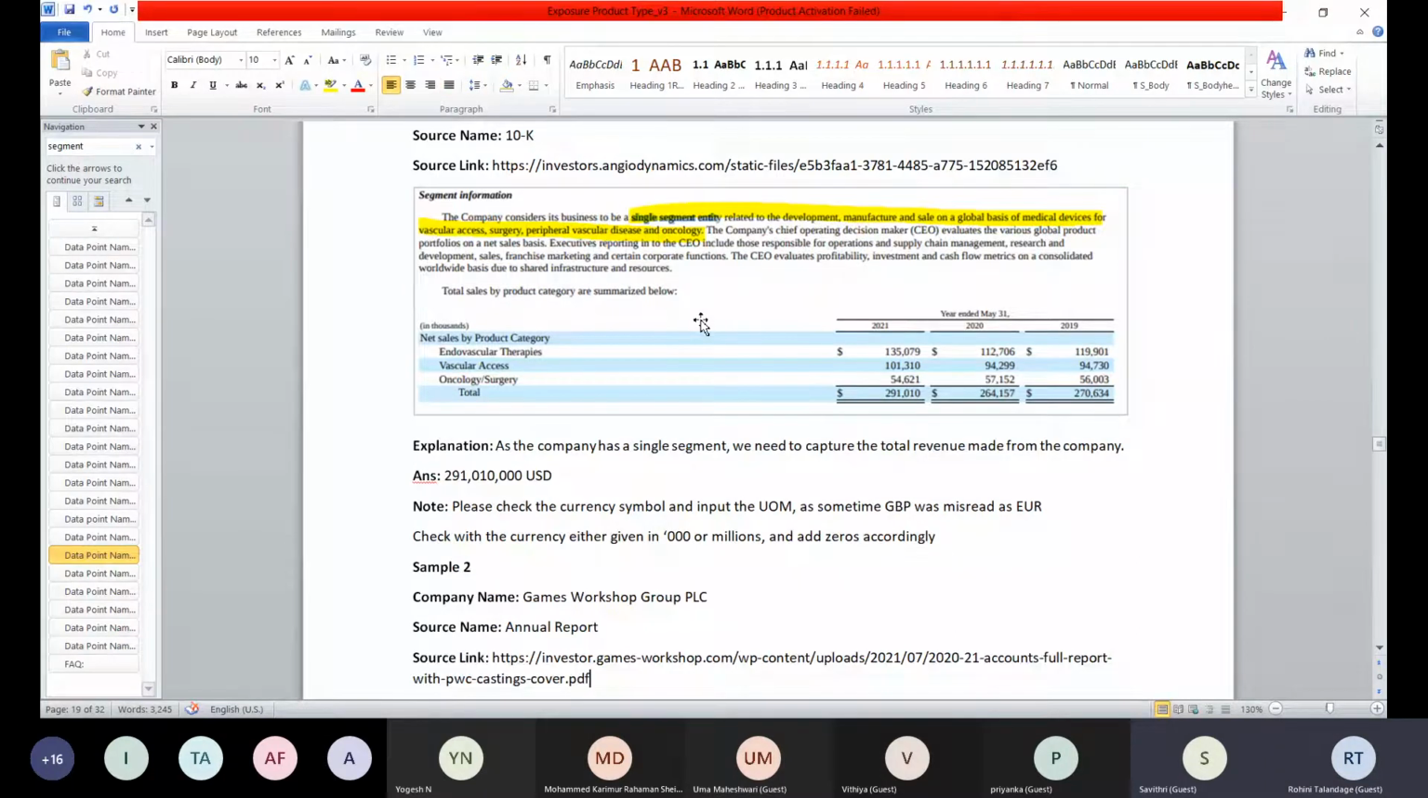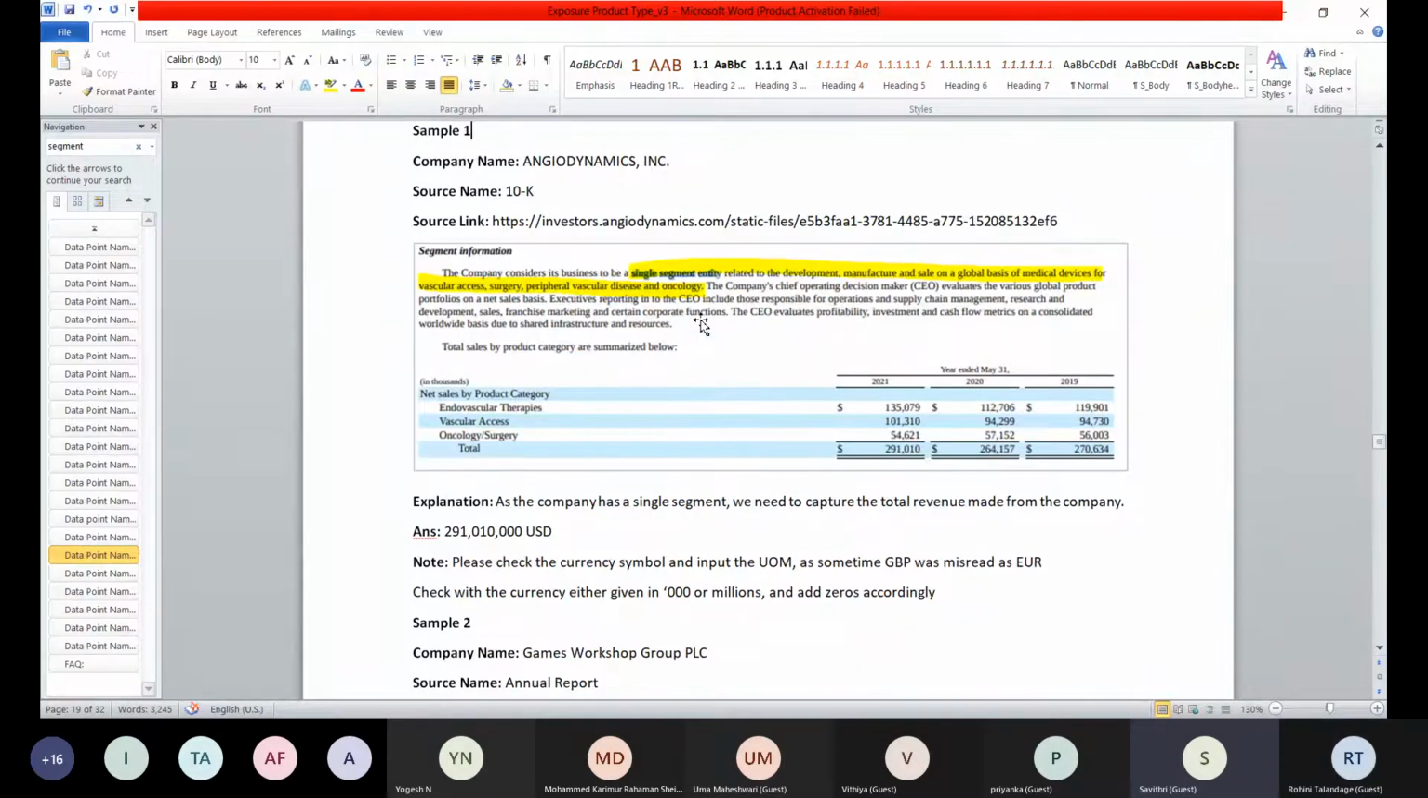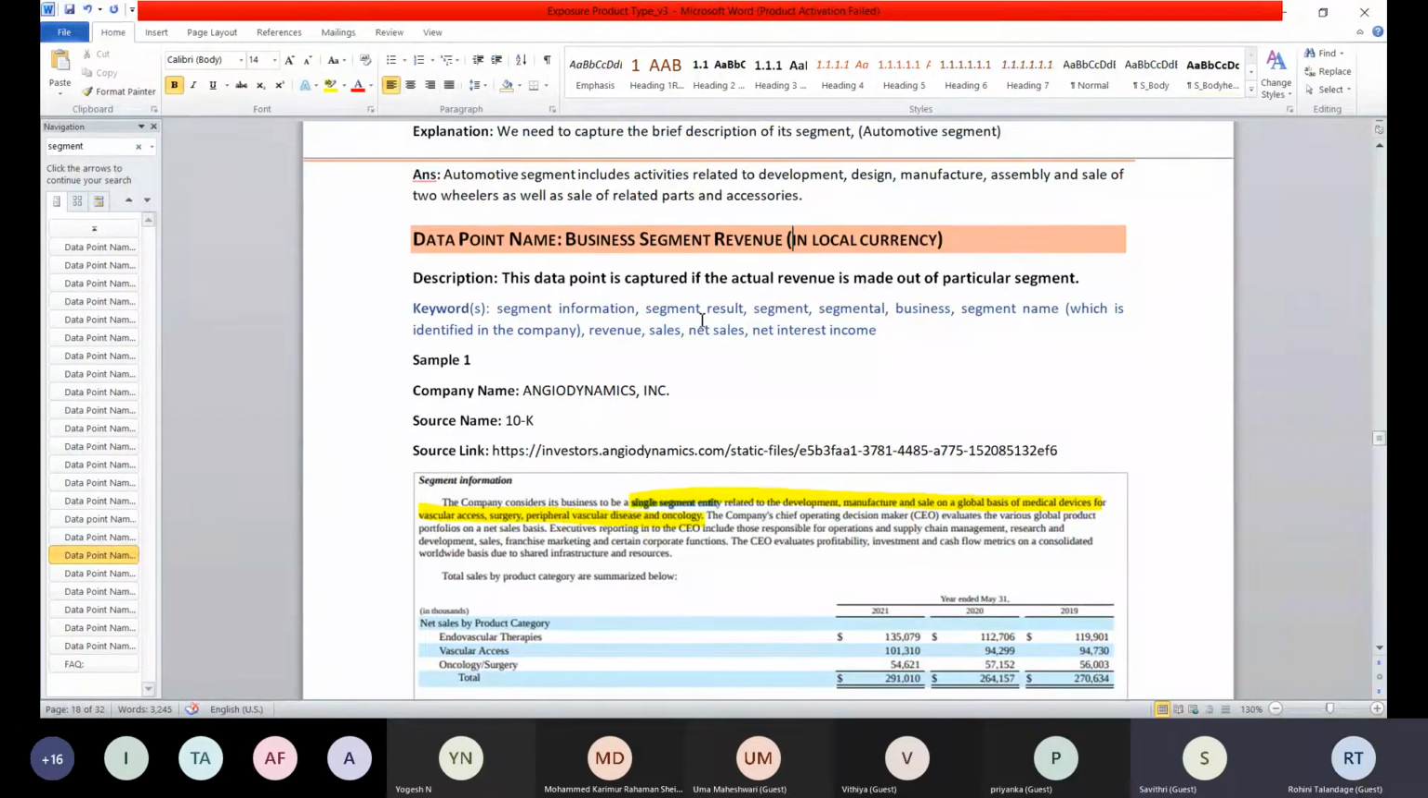Is that okay? Just to make sure, you can cross check their income statement or the profit and loss statement.